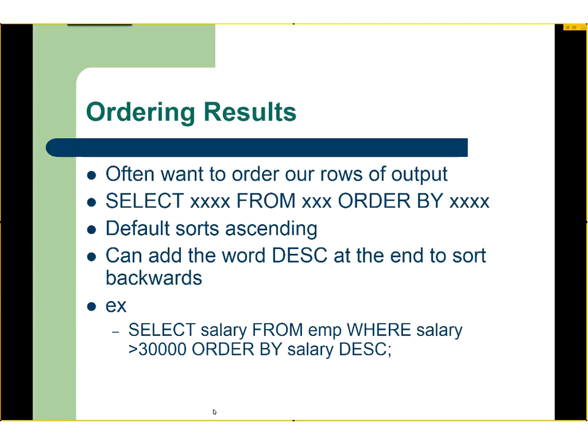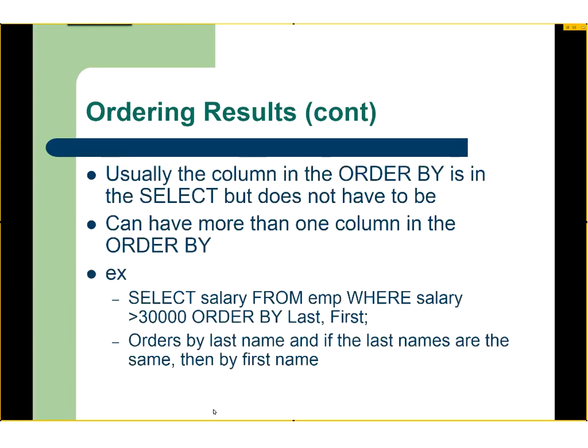You want to order your rows often. So we have select, from, where, order by. Now those 4 phrases have to be in that order, and the only ones required are the select and from. The default is order by ascending, but you can add DESC at the end, and it will order it descending, largest to smallest instead of smallest to largest. Usually a column in the order by is in the select, but it doesn't have to be. I would, again, add that in if I were you.